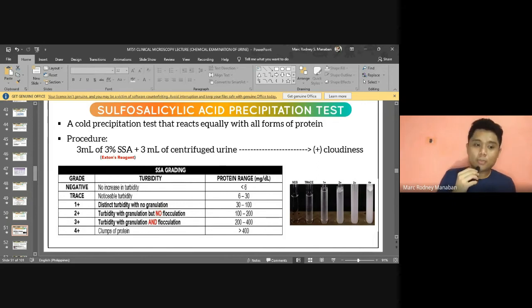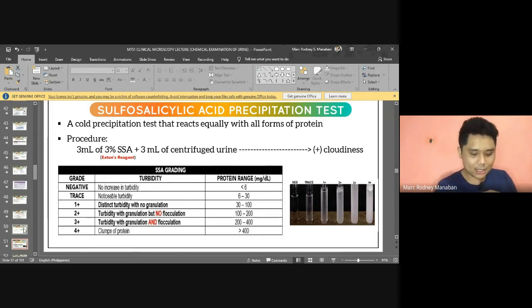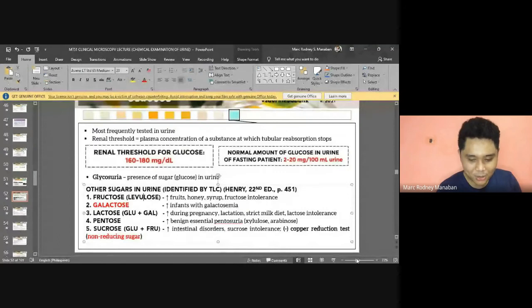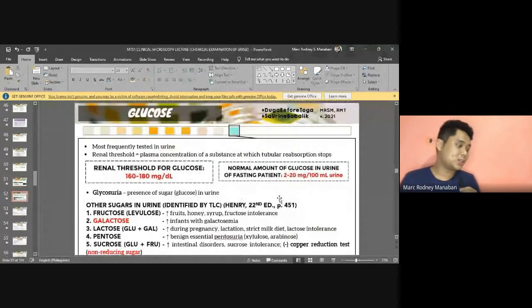Again, it can detect all proteins, regardless, not only albumin. Okay? All right. That's for SSA. Okay. All right. Our discussion of protein was quite long. Okay, all right. So that's for protein. So of course, I hope this discussion is somewhat clear.